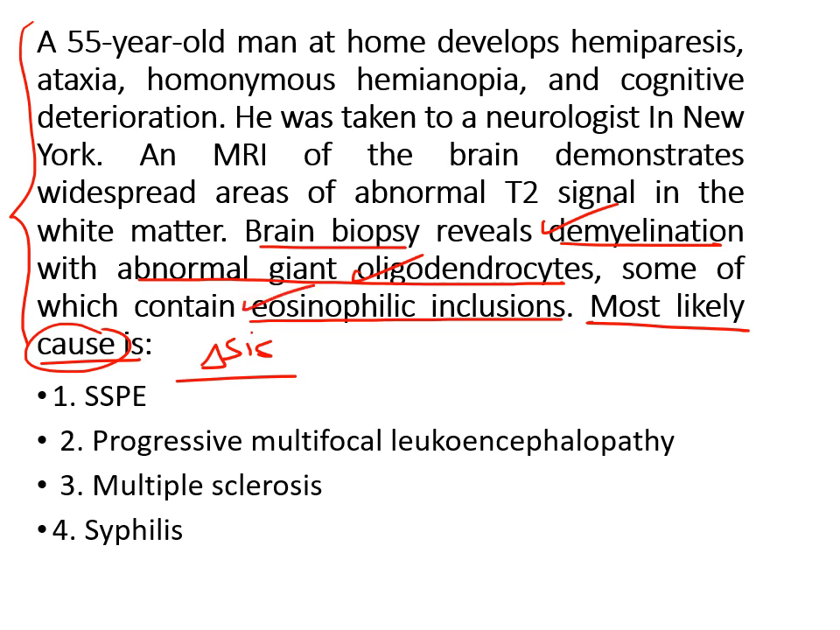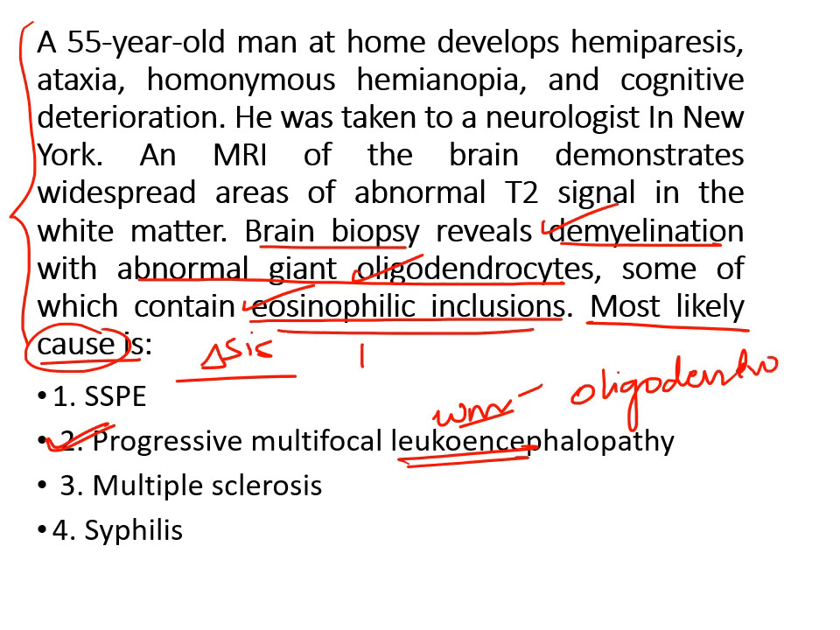So which of these favors the diagnosis? It is PML, that is progressive multifocal leukoencephalopathy. Leukoencephalopathy means that it affects the white matter, so it causes demyelination. It affects the oligodendrocytes, so you have abnormal giant oligodendrocytes, and the eosinophilic inclusions are the JC virus accumulation in the brain. PML is caused by JC virus, so the answer is PML.